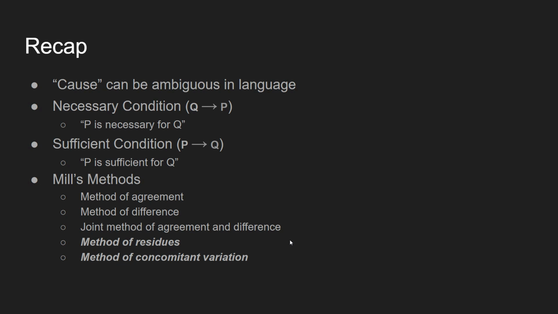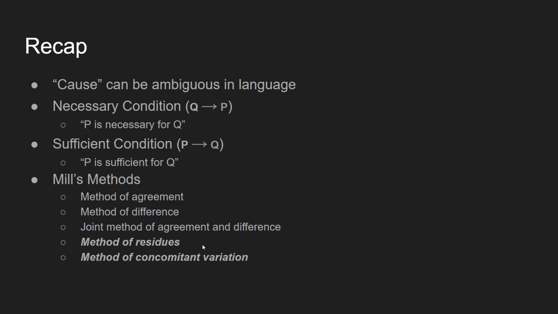And then the method of residues and concomitant variation, which were more to do with continuous changes rather than complete removal of a change. The method of residues was to do with removing all of the known causes that give rise to an effect and seeing what's left behind, and hypothesizing that, well, whatever causes are left behind specifically caused that bit of residue. And the method of concomitant variation was to do with finding correlations between increasing a specific variable and seeing what happens to the effects.